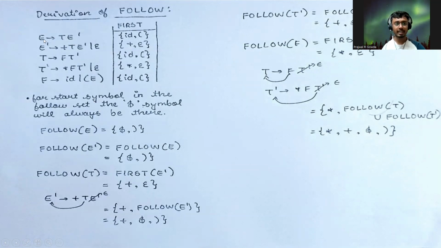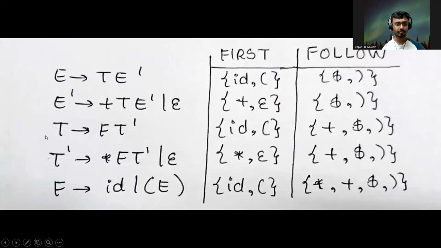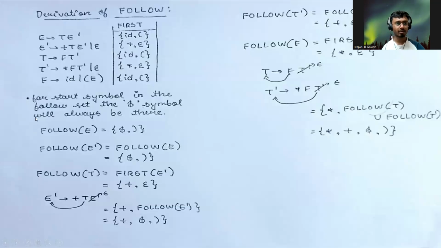We have considered E as the starting symbol for the follow. For the start symbol in the follow set, the $ symbol will always be present, as $ represents the end of the input for the starting symbol of the grammar. So dollar sign, comma, and since E is followed by closing parenthesis, we write dollar sign, comma, closing parenthesis. So follow of E is equal to dollar sign, comma, closing parenthesis.